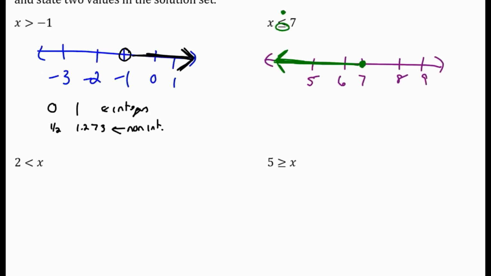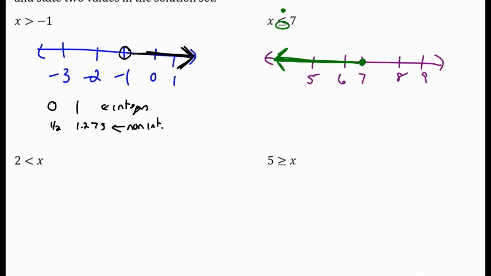These next two are a little weird because x isn't in the front seat. This statement here says 2 is less than x. Well, we can flip this entire inequality around by reading it backwards. X is bigger than 2. That's really what this is saying. X is greater than 2. If 2 is smaller than x, who's bigger? X is bigger than 2.